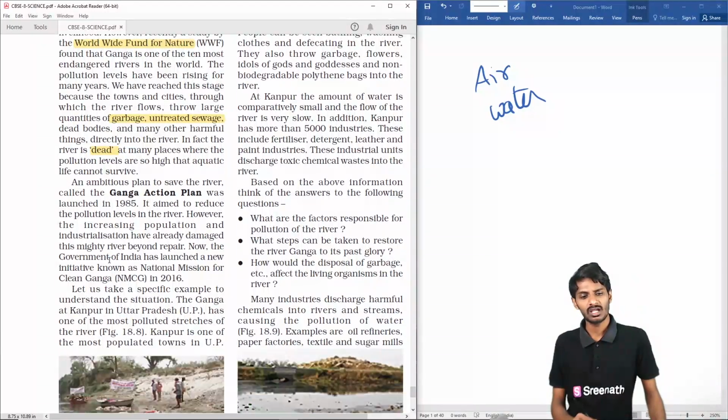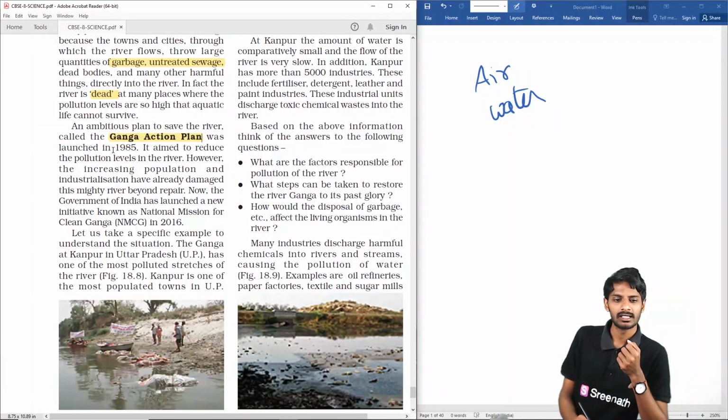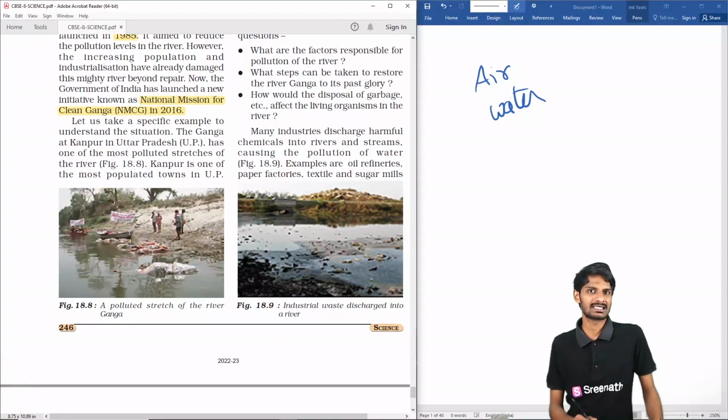So a plan was taken to save the river Ganga. That is the Ganga Action Plan, taken in 1985. It aimed to reduce pollution in the river, but the increasing population and industrialization fully damaged the river Ganga. So another new plan was launched, that is the National Mission for Clean Ganga in 2016, students. We will take some examples regarding it.